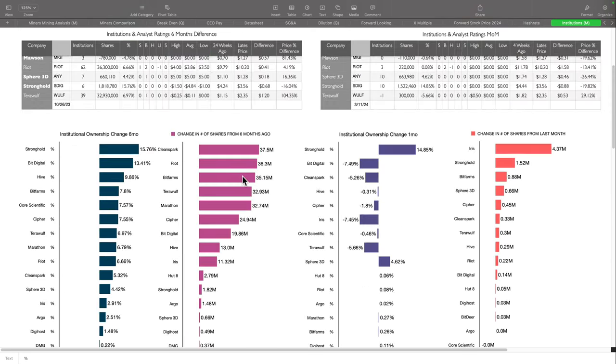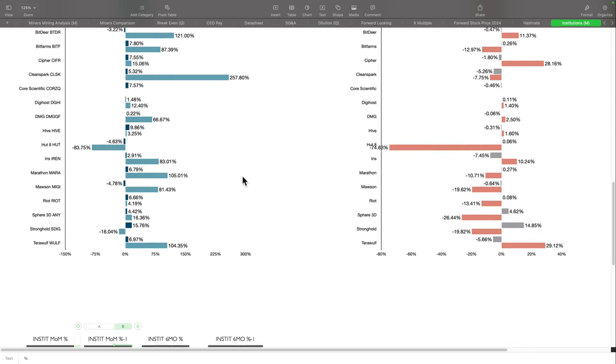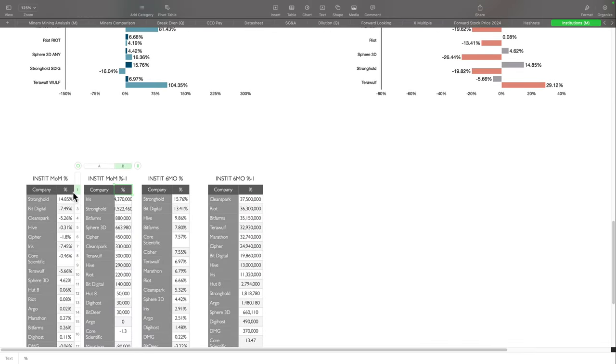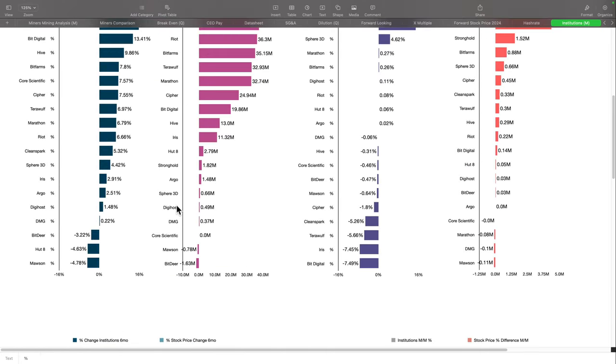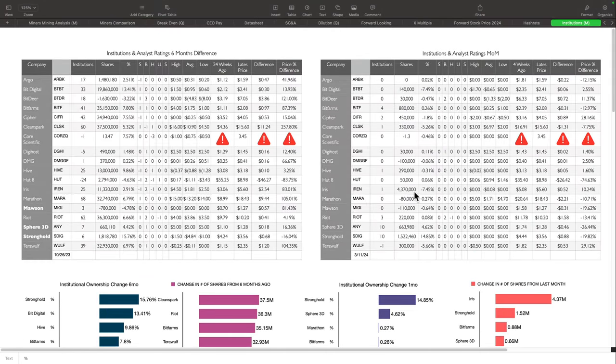Okay, so all my graphs should be good now except for institution ownership change. Month over month. There we go. Okay. All right. Now we're good. All right. So we have all the data up here, right?